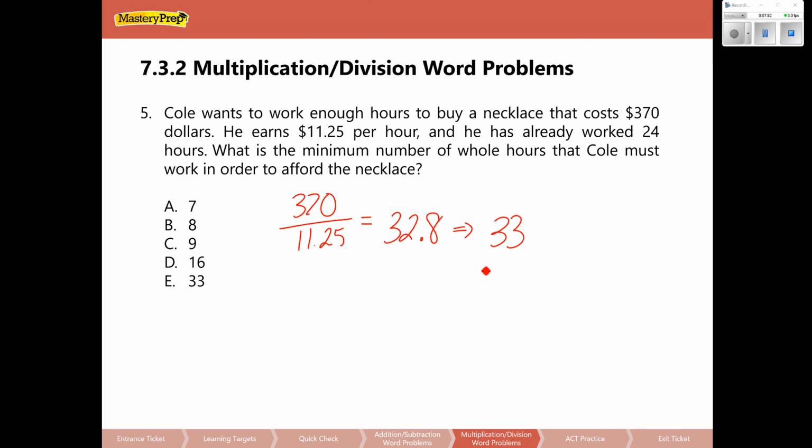And then we can subtract it from 24, yes? Because that's how many he's already worked, which gives us 9. So how many more hours does he need to work? 9. Questions on this here? We ready for the next one?